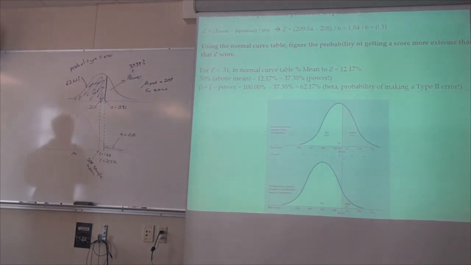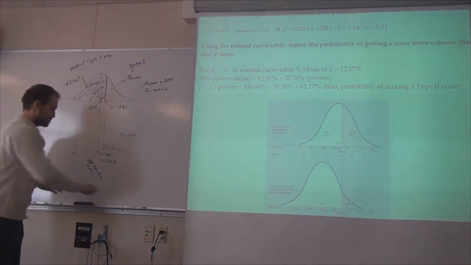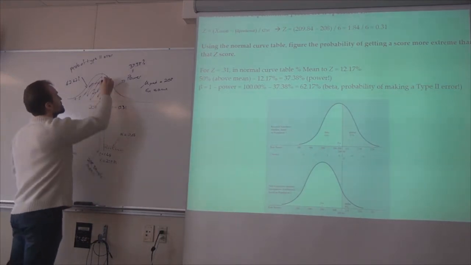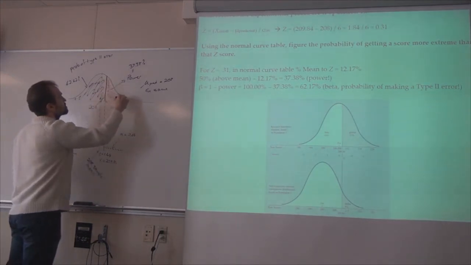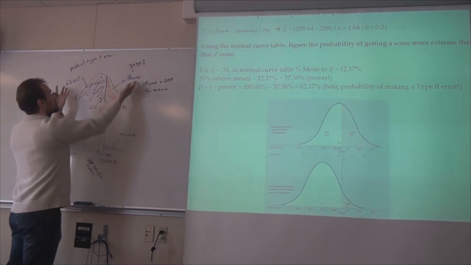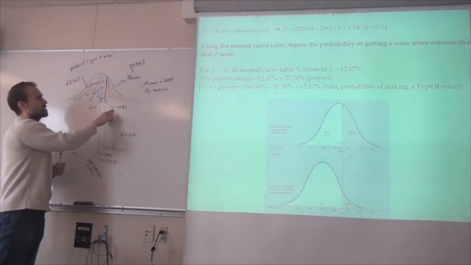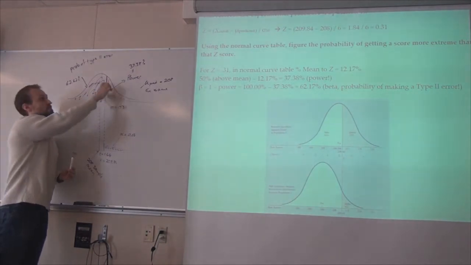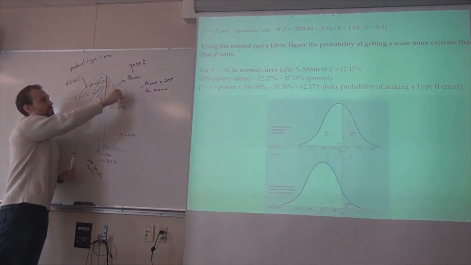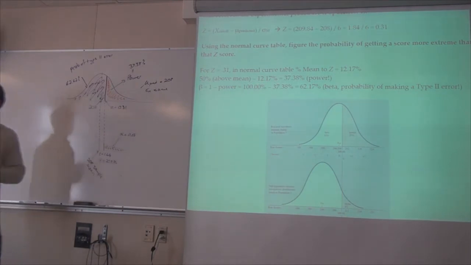I'm confused with how you got the power. The power is, let me put it in red, this region. Together these two make everything. Yeah. So then I go to my table and I look up the Z score and I find the tail percentage, 37.3.